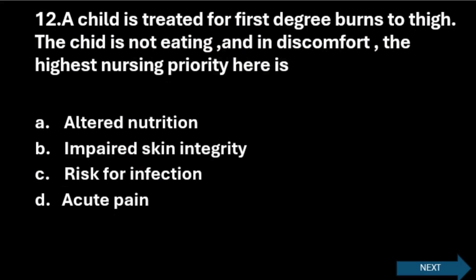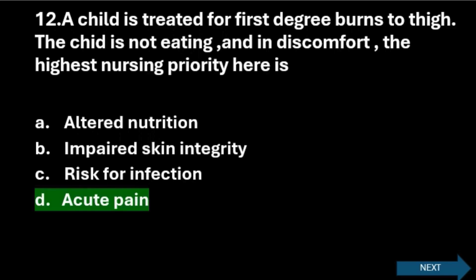A child is treated for first degree burns to the thigh. The child is not eating and is in discomfort. The highest nursing priority here is option A, altered nutrition; option B, impaired skin integrity; option C, risk for infection; option D, acute pain. Here the answer is option D, acute pain.